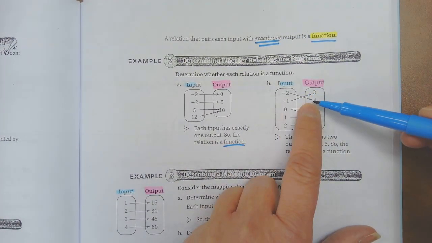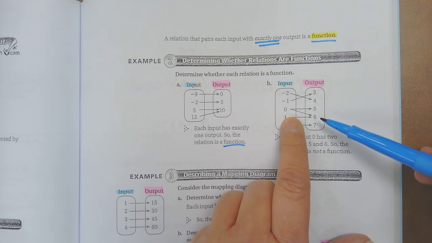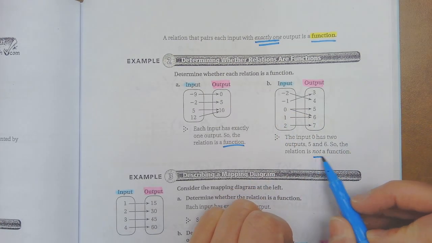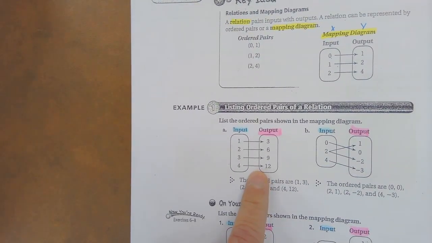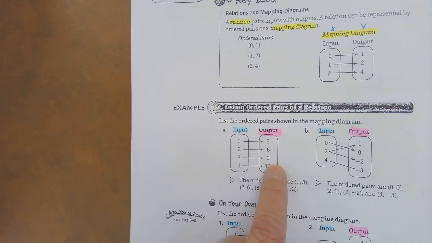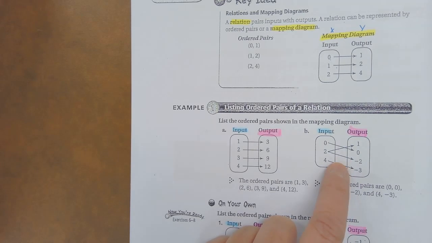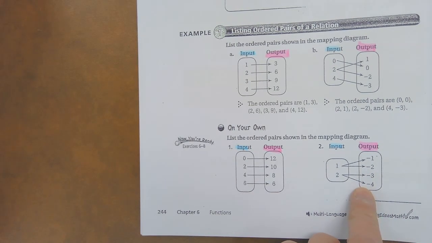On this one, negative 2 has an output, negative 1 has an output, but 0 has two outputs. Because 0 has two outputs, this is not a function. All right, let's go back to these. This would be a function because each input has one output. 0 has one, but 2 has two outputs, so this would not be a function. This one would be a function. Each input has exactly one output. This would not be a function.